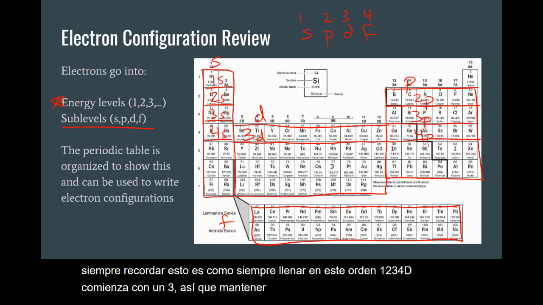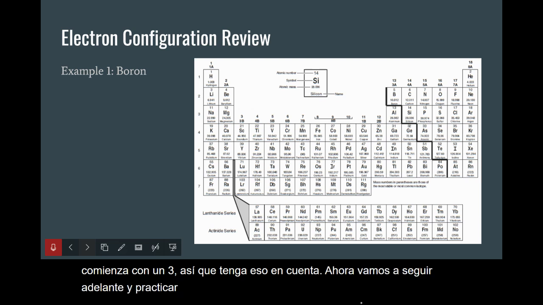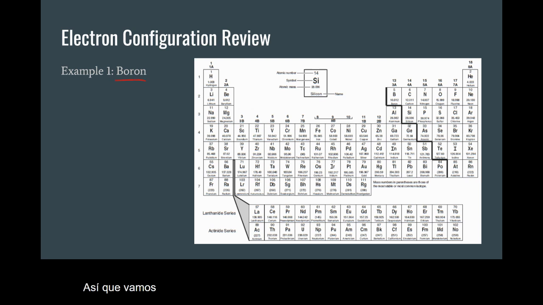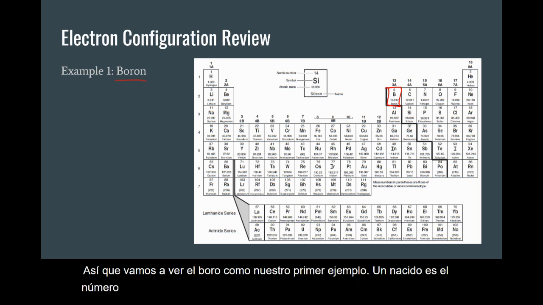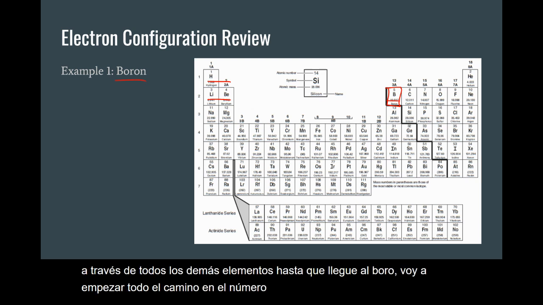Now, let's go ahead and practice how to do this. We're going to look at boron as our first example, and boron is element number 5. Step 1 is find your element and draw lines through all the other elements until I get to boron. I'm going to start all the way at hydrogen, number 1, and get to number 5. So here are my lines.